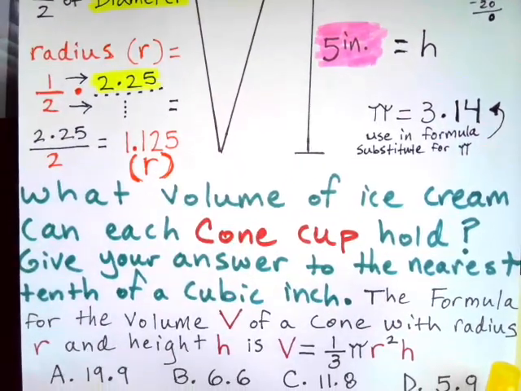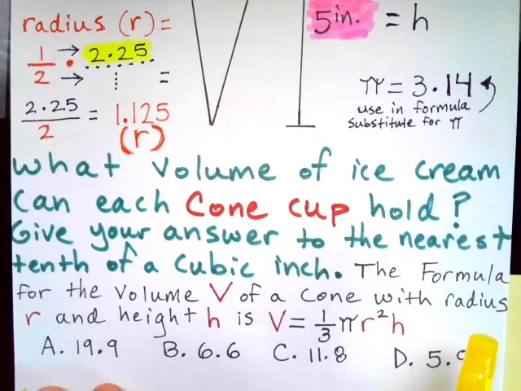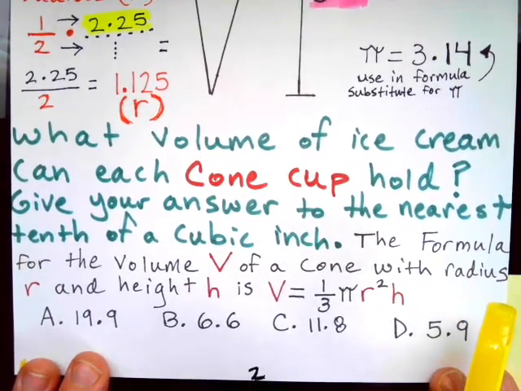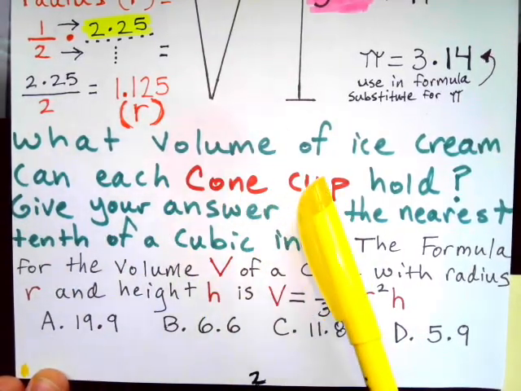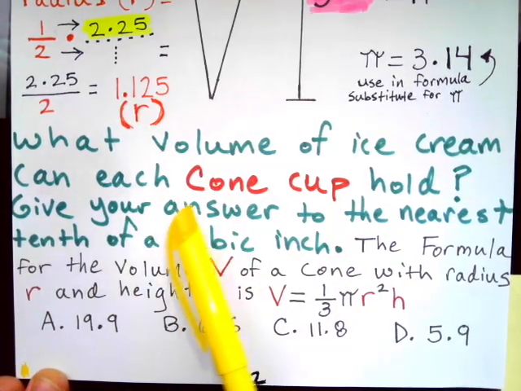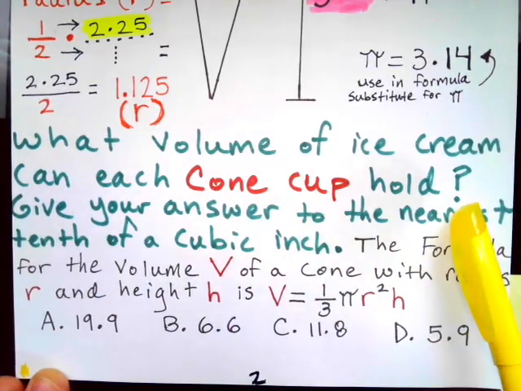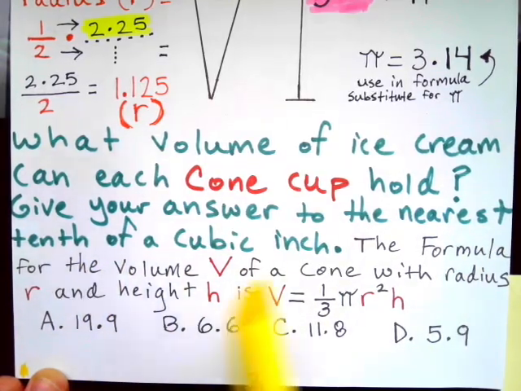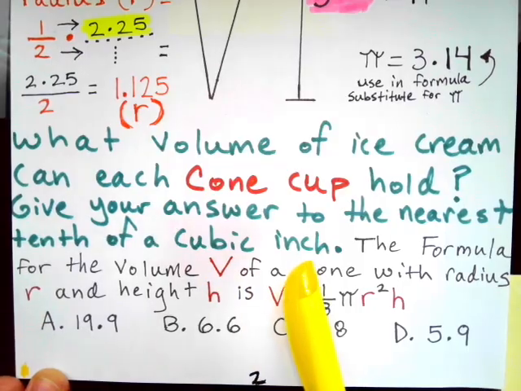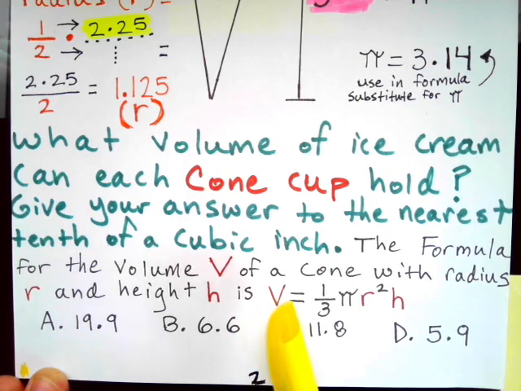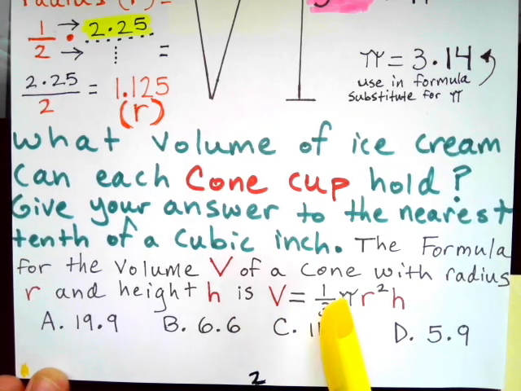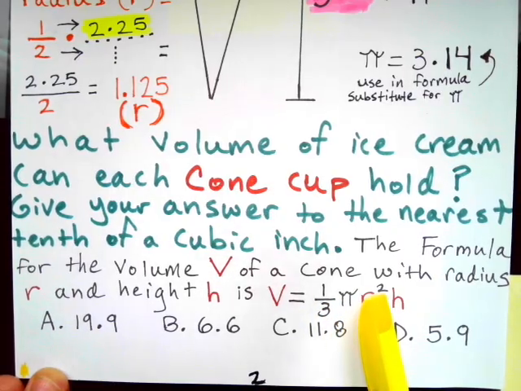All right. Again, let's take a look, in finishing this part 2 video, at the question that's being asked. What volume of ice cream can each cone cup hold? Give your answer to the nearest tenth of a cubic inch. The formula for the volume V of a cone with radius R and height H is: V equals 1/3 times pi times R squared times height.